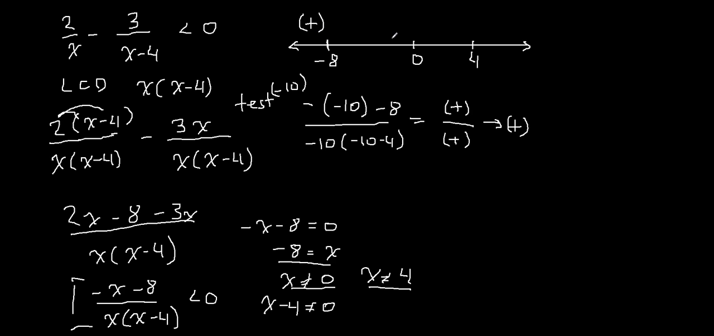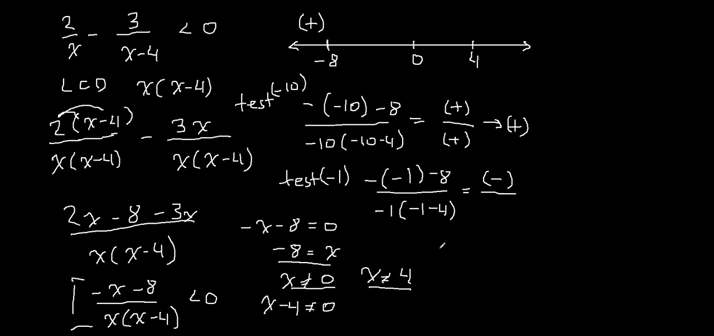Now let's try something in this area. How about negative 1? So test negative 1: negative of negative 1 is positive 1, minus 8 is negative 7, which will be a negative, over negative 1 times negative 1 minus 4, that's negative times a negative 5, which will be a positive. So this will result in a negative, right? Negative over a positive is a negative. So this area will be a negative.